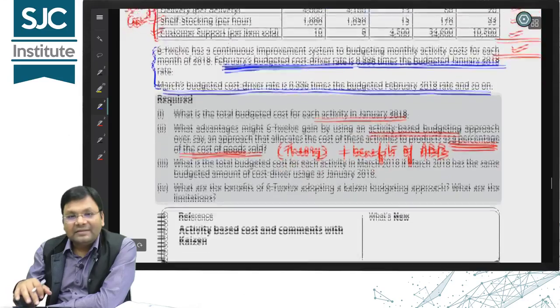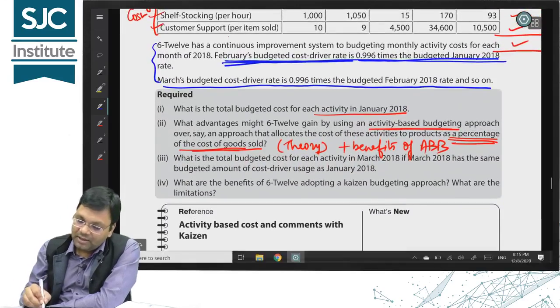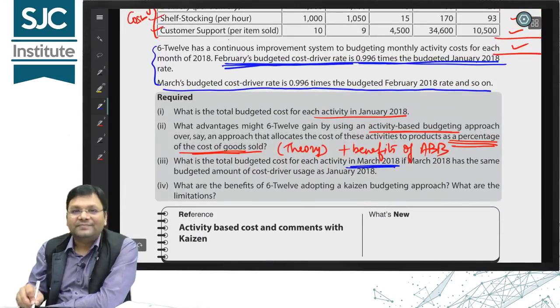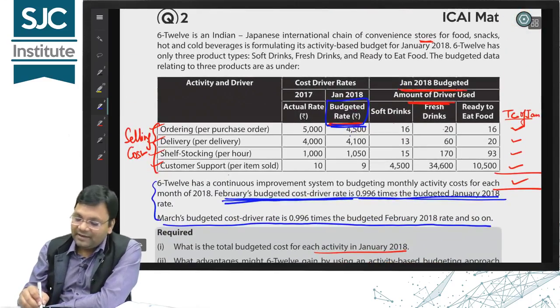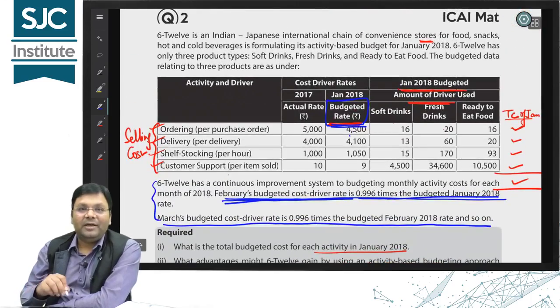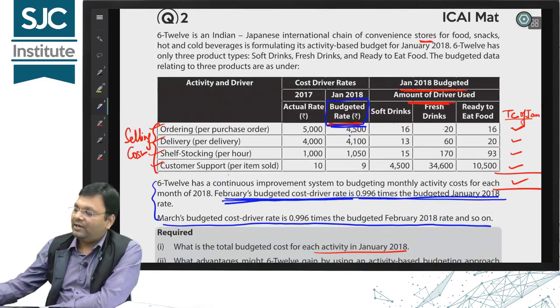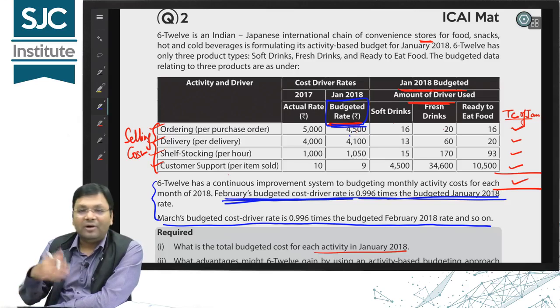So using this funda, they are asking you to prepare the budget for March, which is very simple. How will it be? 4500 is the rate of January. So what will be the rate of February? 4500 into 0.996. And then again 0.996 for March. So you got the new rate.